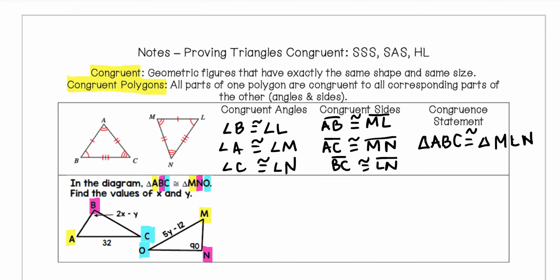solve for. So we've got a side called 32. That's our side AC. So I'm going to say that AC is congruent to another side. Well, AC was the yellow to the blue, so it would be yellow to blue on the other one, which is MO. That means that AC, which is 32, should be equal to whatever MO is, which is the length of 5y minus 12. So we're going to have to solve this equation in order to get our answer here. So I'm going to add 12 to both sides.